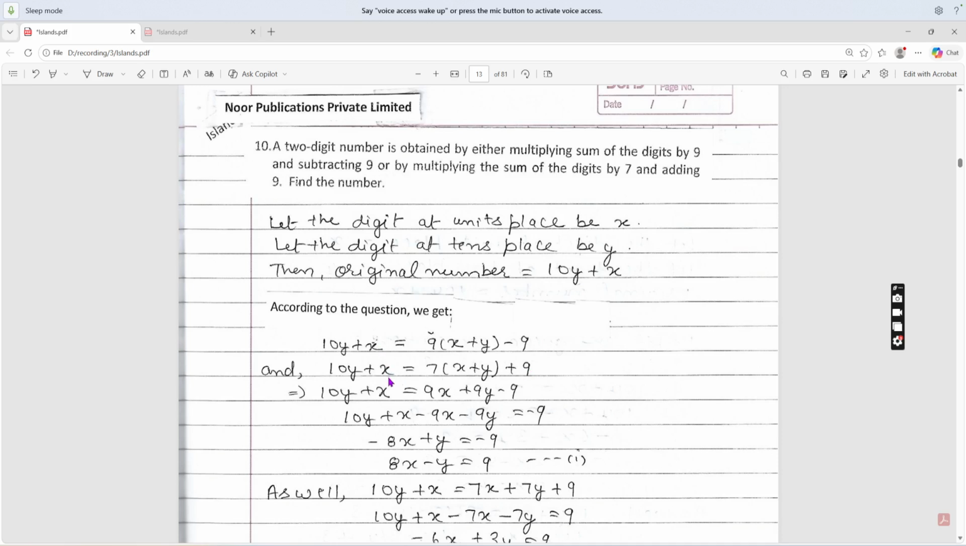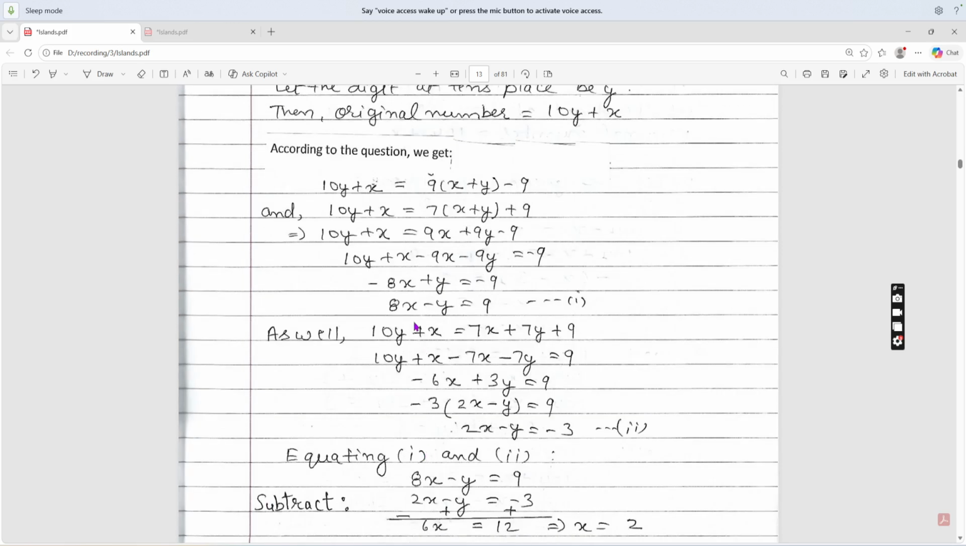Now we are going to open all these brackets to get the linear equations in 2 variables in the standard form. 10y plus x is equal to 9x plus 9y minus 9. Now 10y plus x, it will be on the minus side because it is shifting from RHS to LHS. So 10y plus x minus 9x minus 9y is equal to minus 9. Now 10y minus 9y is plus y. x minus 9x is minus 8x is equal to minus 9. Now we are just going to multiply the entire equation by minus 1 in order to get the positive coefficient of x for our ease. So it will be plus 8x, minus y, plus 9.